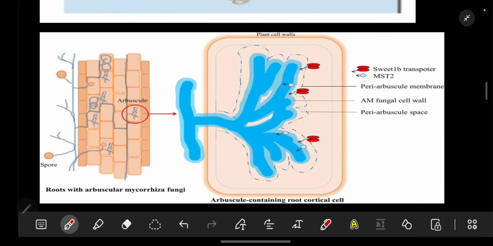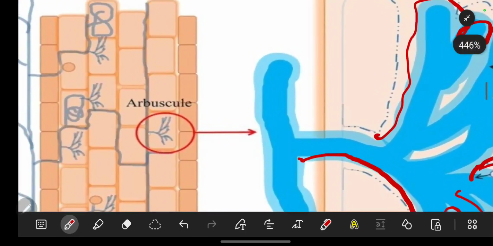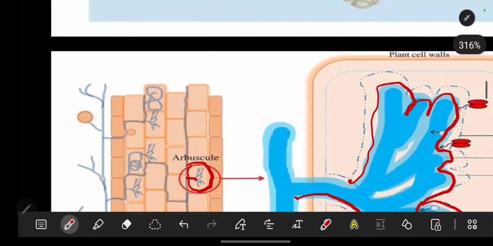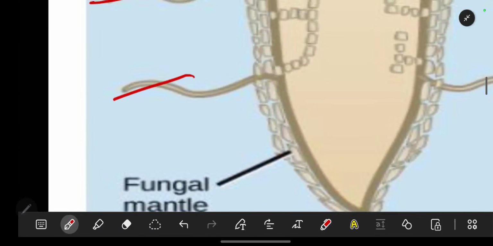So this is the plant cell. Here we have the fungi entering the plant cell. Then that is what we call endomycorrhiza. So it is entering. This is a cell there. But it is ectomycorrhiza if it is not entering the cell. So that's the main difference.